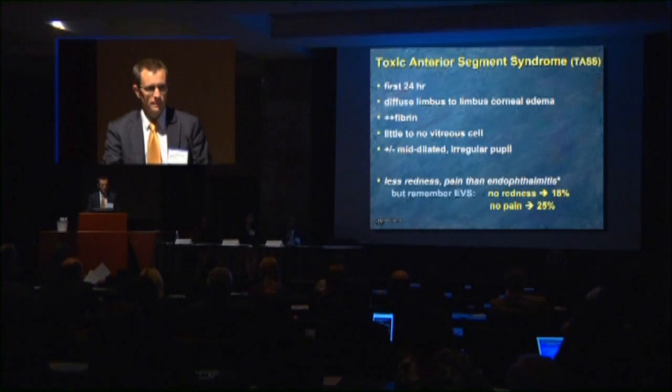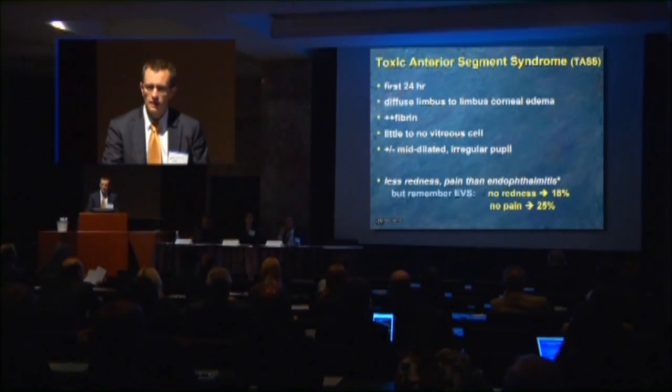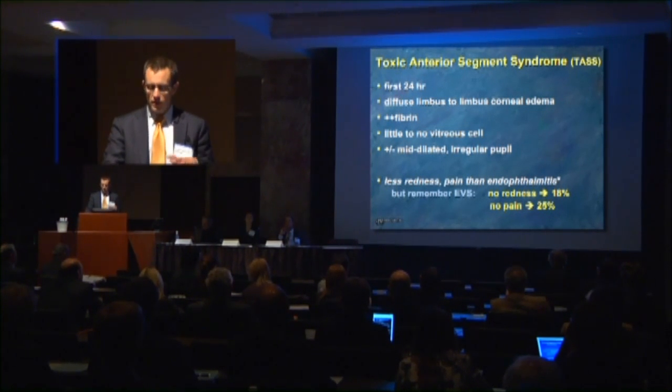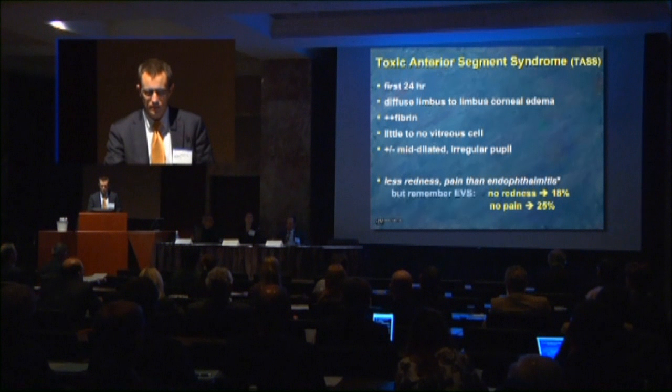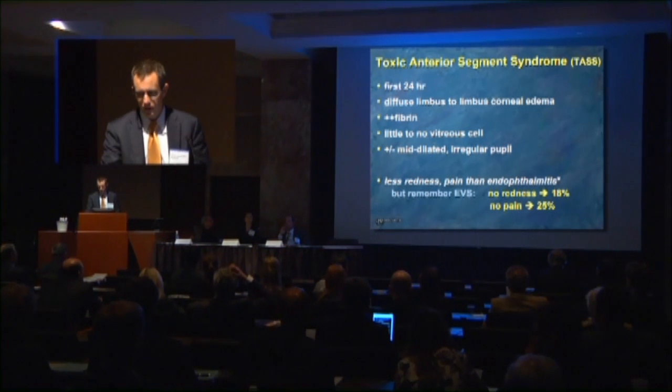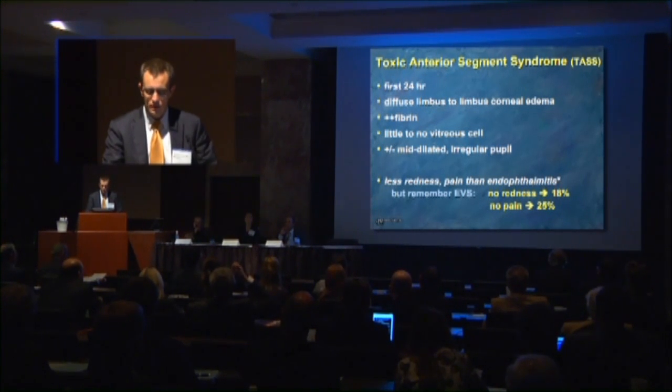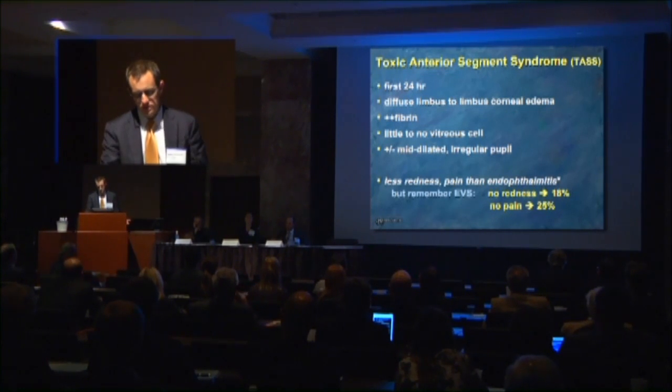With TASS, it's a very specific constellation of findings where within the first 24 hours, typically, patients have profound limbus to limbus corneal edema with excess fibrin. You can get a lot of fibrin, of course, in endophthalmitis, but these patients very commonly have a profound amount of fibrin. They have little to no vitreous cell. It's commonly said that these patients have a lot less redness and pain than patients with endophthalmitis.